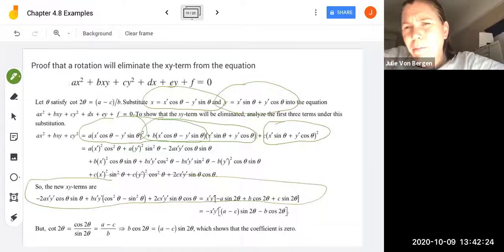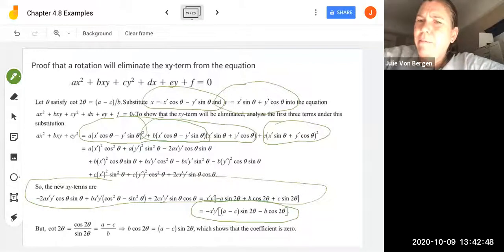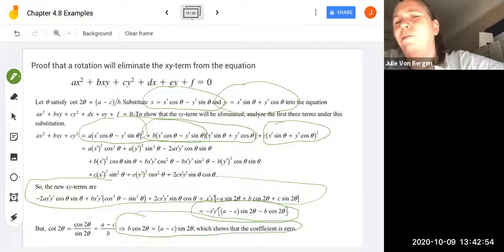And you can see those simplify to be negative x prime y prime multiplied by a minus c times sine 2 theta minus b times cosine 2 theta. But we know that cotangent of 2 theta is just cosine of 2 theta over sine 2 theta, which is a minus c over b. So you can see, okay, well then that implies that b cosine 2 theta equals a minus c quantity times sine 2 theta. And so that shows us that the coefficient is 0 here. So that's how you can see the new x prime y prime term gets 0 for its coefficient.